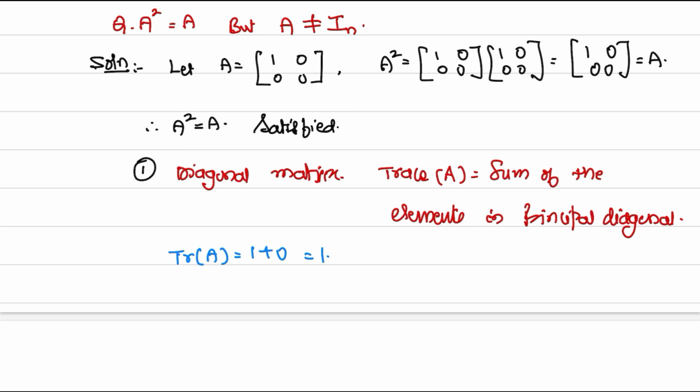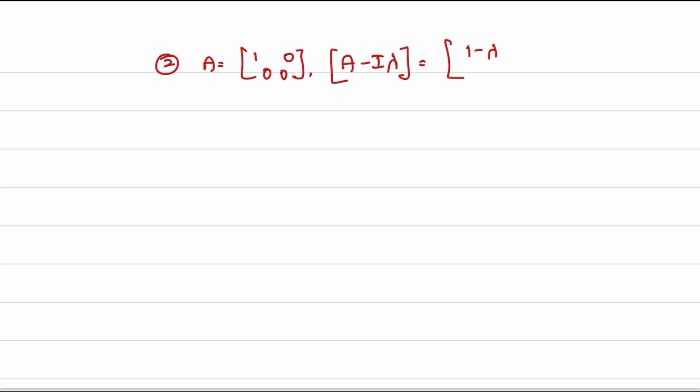Now, can you find out the eigenvalues? What is the eigenvalue? A is equal to [1 0; 0 0]. A minus lambda I is equal to the matrix [1 minus lambda, 0; 0, 0 minus lambda]. Do you agree?